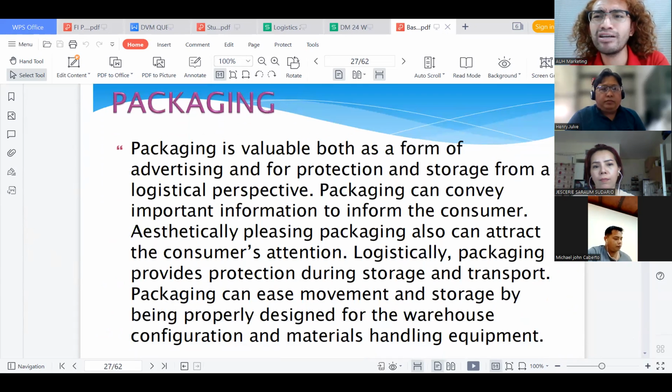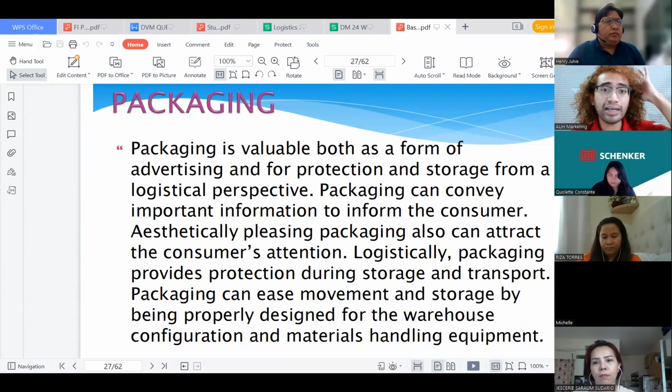Packaging. How are we gonna pack an item depending on its type?